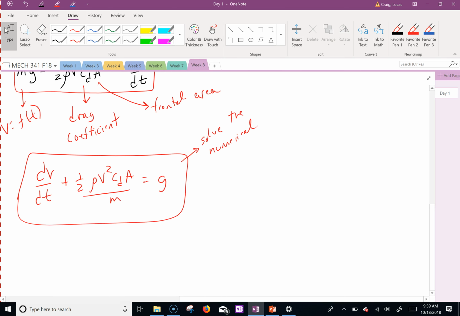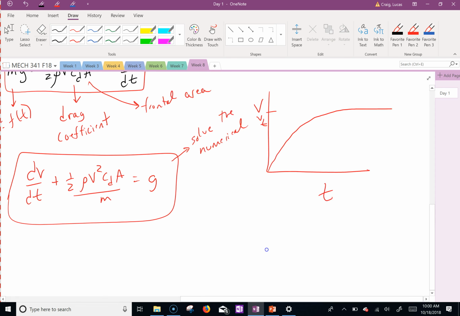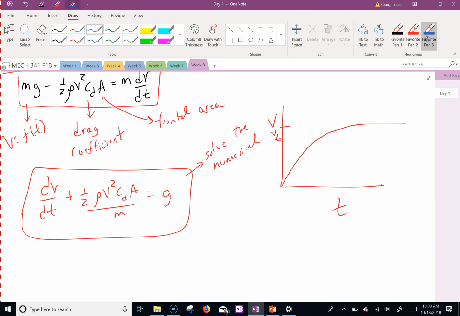So what is this going to look like if you plotted velocity versus time, just to get an idea? It's going to start at 0, and eventually it's going to level off, right? And that's your terminal velocity. Assuming positive, because if we're going downward, you just pick your direction. Any questions so far before I dig a little deeper?